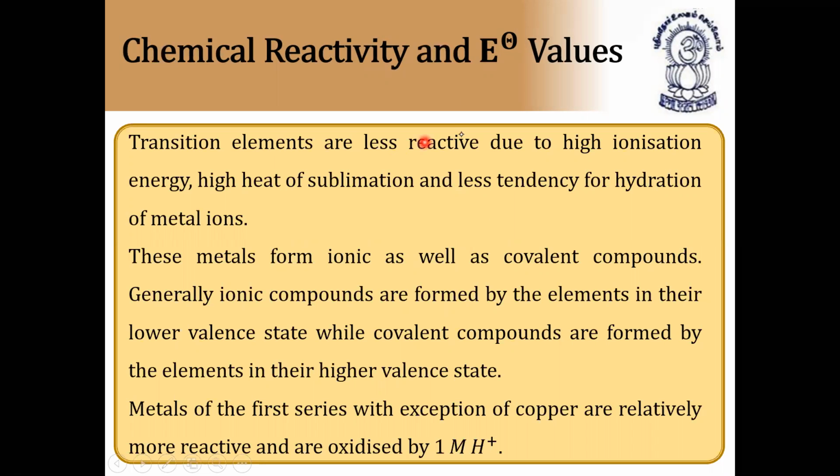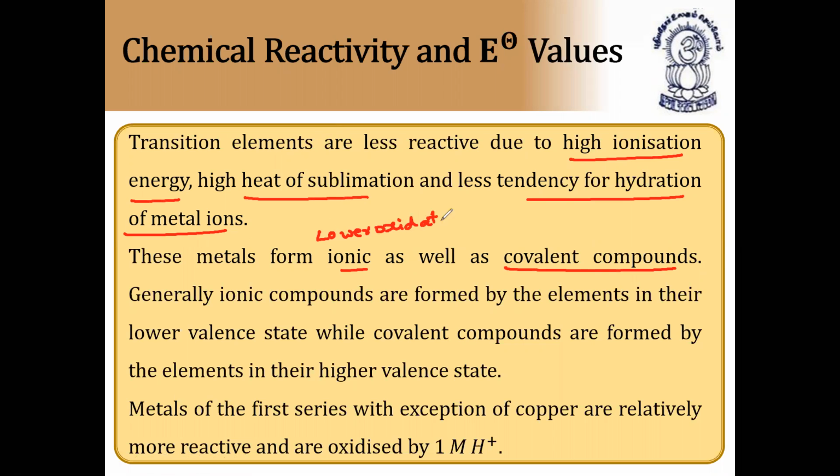Next, continuation. Chemical reactivity and E° values. Transition elements are less reactive due to high ionization energy, high heat of sublimation, and less tendency for hydration of metal ions. So these metals form ionic as well as covalent compounds. In their lower oxidation state, they are ionic, and in their higher oxidation state, they are covalent in nature.